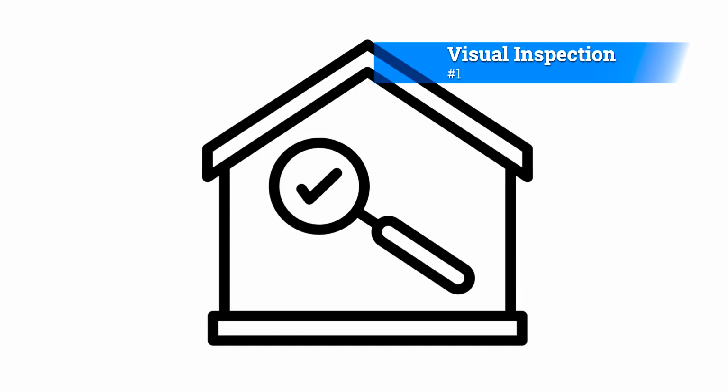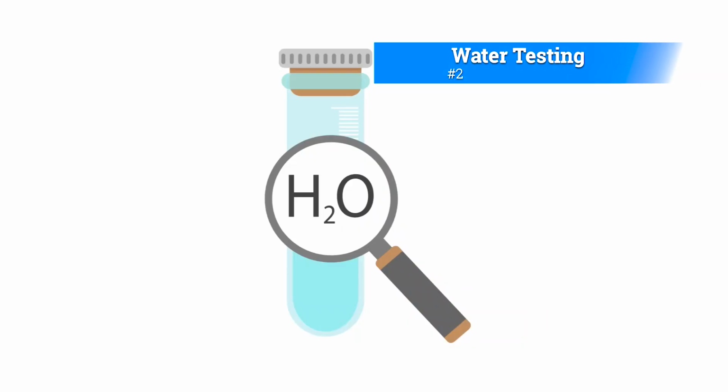Visual inspection. Begin by visually inspecting the entire flat roof for any signs of damage or wear and tear. Look for cracks, gaps, punctures, or missing flashing. Pay attention to areas where different materials meet, such as around vents, skylights, or HVAC units, as these are common leak-prone spots.